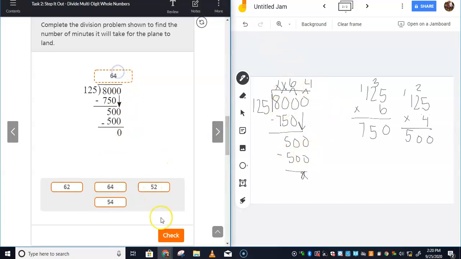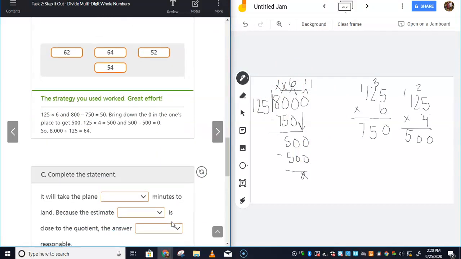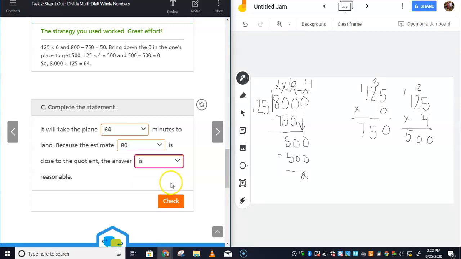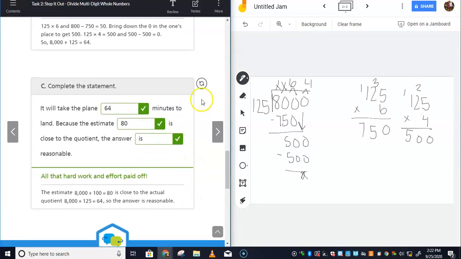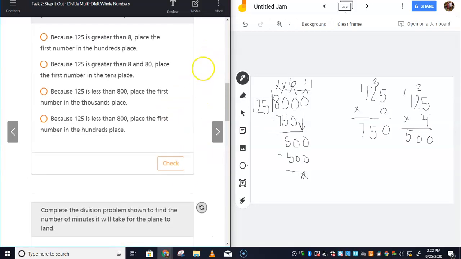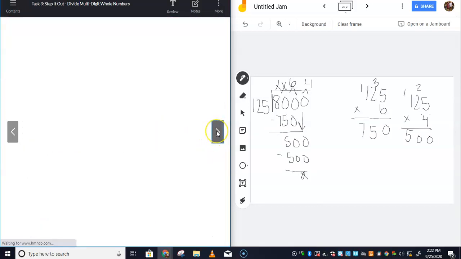So we'll drag that right up. We'll check it, and that's what we got. So let's complete the statement. It will take the plane 64 minutes to land because the estimate is 80. So 64 and 80, though they may seem a little far, they're really not that far apart. So we're going to say it is reasonable. I'm going to go back and refresh everything. I'm going to go on to the next page.